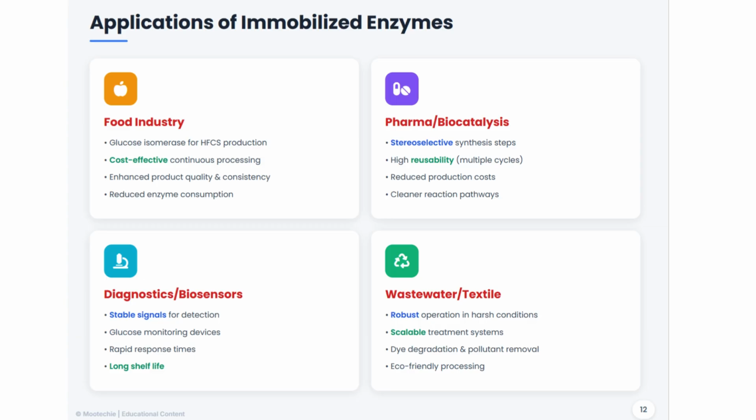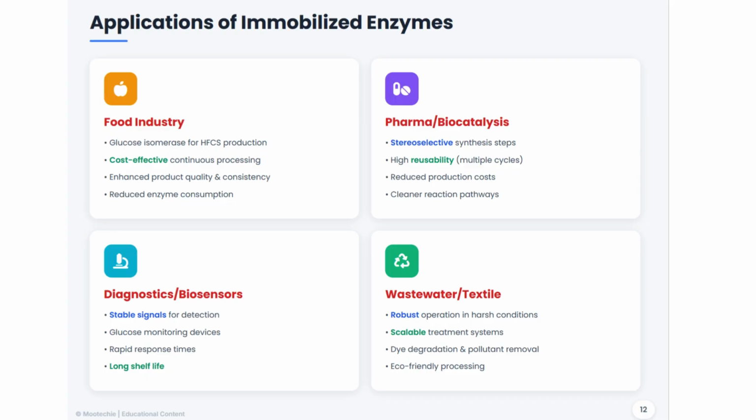In the food industry, glucose isomerase is used for high fructose corn syrup, or HFCS, production. It allows for cost-effective continuous processing, enhancing product quality and consistency while reducing enzyme consumption. In diagnostics and biosensors, immobilized enzymes provide stable signals for detection. Think of glucose monitoring devices. They offer rapid response times and a long shelf life.